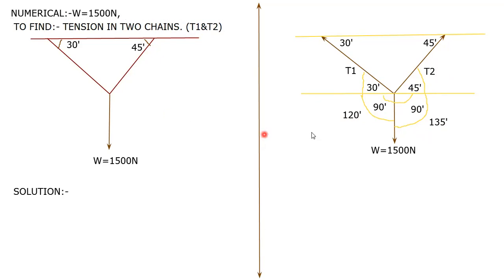Now, note down that 90 plus 30 is 120 and 90 plus 45 is 135. But the total circle is 360 degree. Therefore, 360 minus (120 plus 135) will be 105 degree. This will be your 105 degree, and your 360 degree circle will be completed. So 105 plus 120 plus 135 will total 360 degree, which means one circle will get completed.